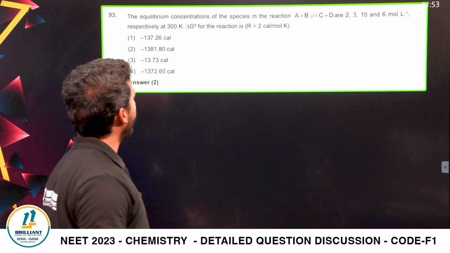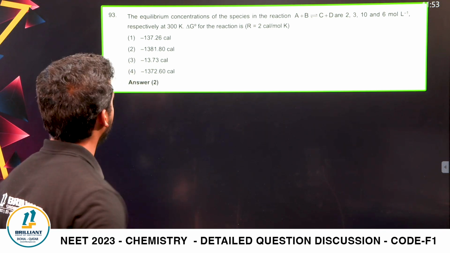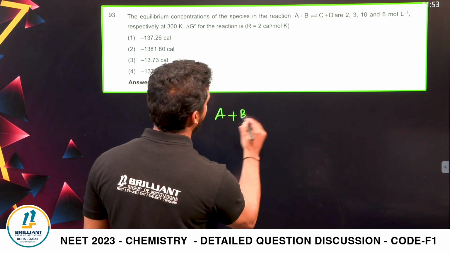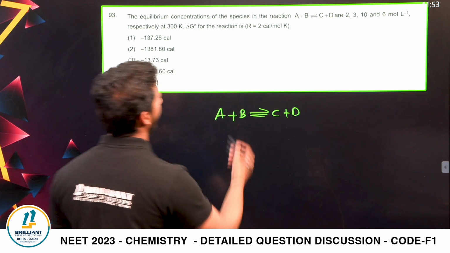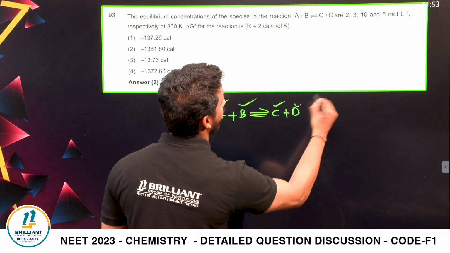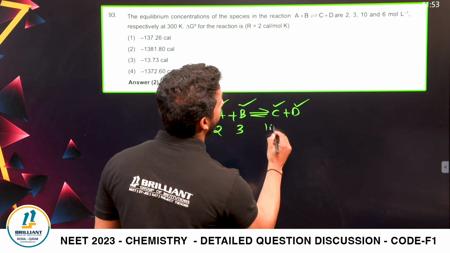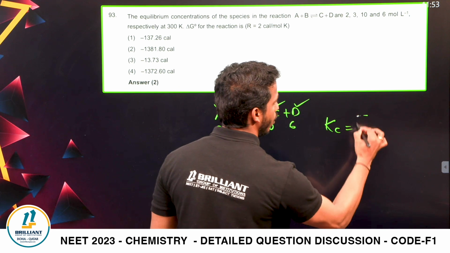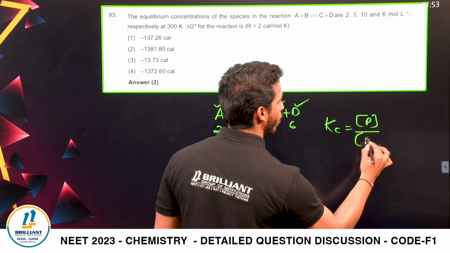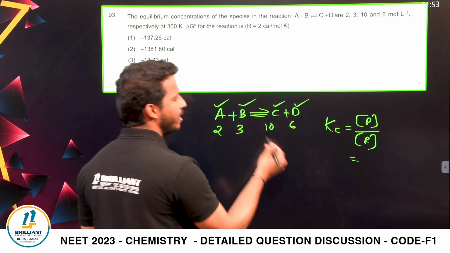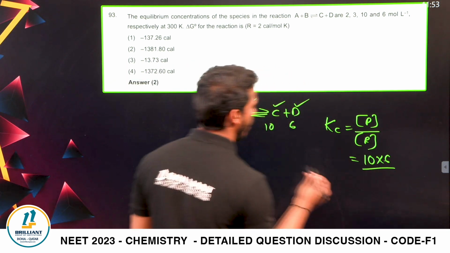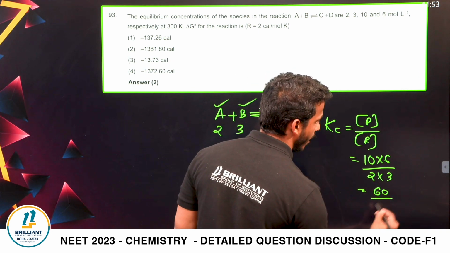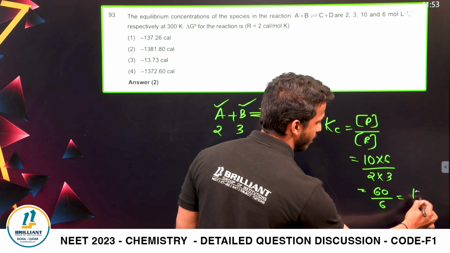Next one, the equilibrium concentration, chapter equilibrium, grade 11. The equilibrium concentrations of the species in the reaction A plus B giving you C plus D are given as 2, 3, 10 and 6 mole per liter. So let me calculate the Kc value, dear all. What is Kc? Concentration of products divided by concentration of reactants. What are the products? C and D. So 10 into 6 divided by, what are the reactants? 2 into 3, A and B. So 10 into 6 is 60, divided by 6 is equal to 10, right?